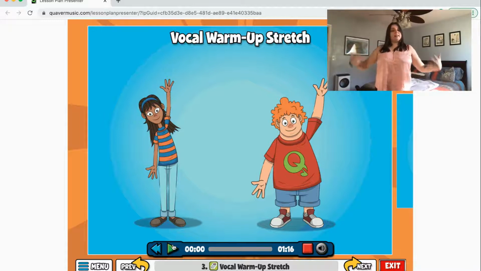also why standing nice and tall and stretching your body to get ready for singing is very important. I want to hear your ideas, and then I can share my ideas with you as well.